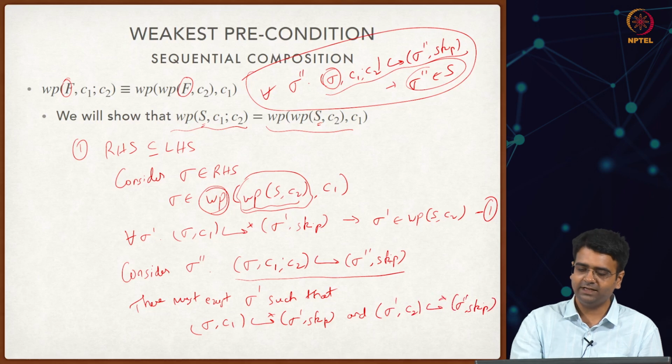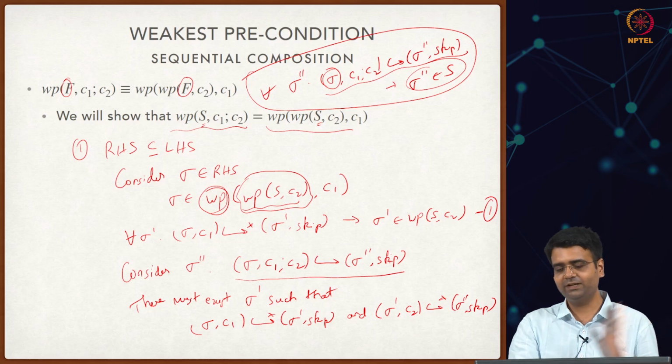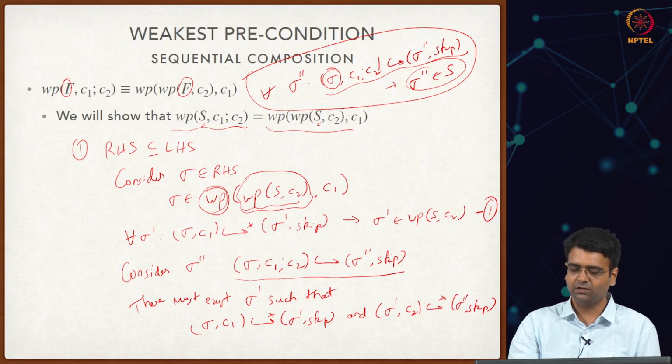This is the only way that the execution of C1 semicolon C2 on the state sigma can lead to sigma double prime: first you must have executed the entirety of C1, which would lead to the state sigma prime, and then on that sigma prime you would execute the entirety of C2, which will lead you to the state sigma double prime. Okay, so now I know that such a sigma prime exists, but now I can use my equation number 1. Equation number 1 says that if sigma, C1 goes to sigma prime comma skip, then that sigma prime must belong to WP S comma C2.